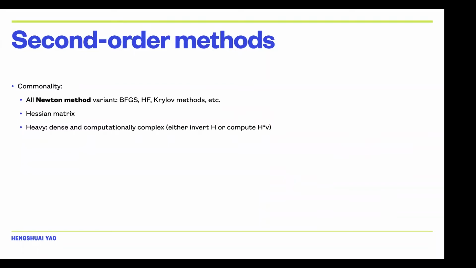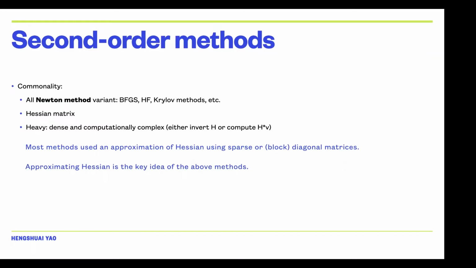But we know the Hessian is dense, and involving the Hessian in computing, whether by inverting it or computing the Hessian vector product, is going to be complex, order n squared. So most deep learning methods use an approximation of the Hessian by resorting to sparse or diagonal matrices. So approximating the Hessian is a key idea of the above methods. But the question here for you is, do we need a full size matrix at all?